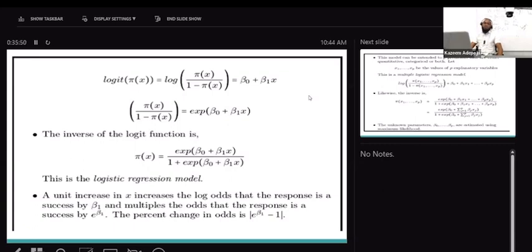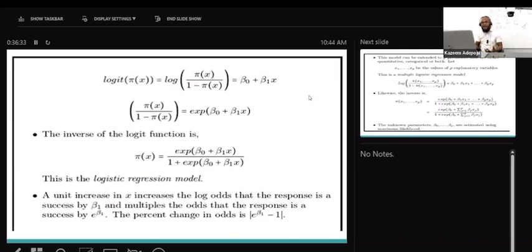What does that mean? A unit increase in my credit score. Maybe my credit score goes up by 1 unit. Credit score goes from 300 to 800, where they're going to have poor, fair, excellent. If there's an increase in my credit score, how does that affect the log odd? Then I'm going to look at the values of beta 1. So a unit increase in x increases the log odd that the response is a success by beta 1. Then it multiplies the odd that the response is a success by the exponentiation of beta 1.